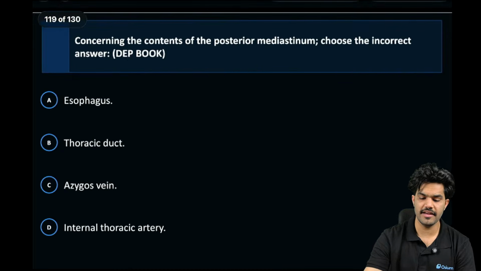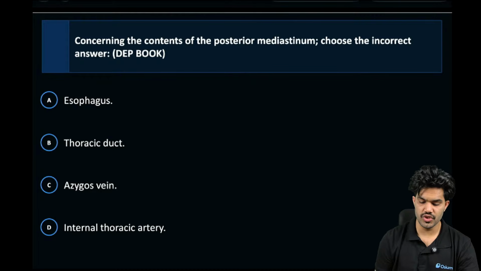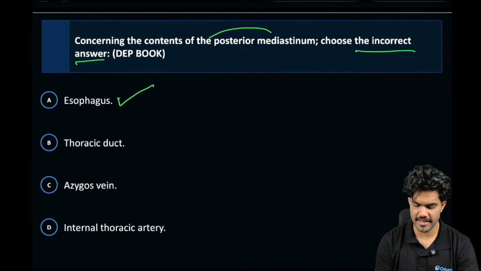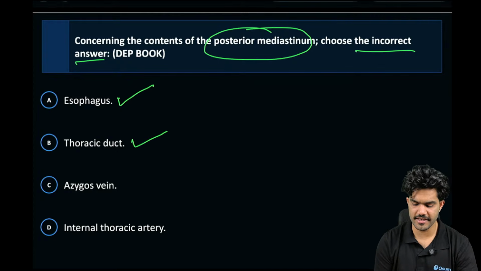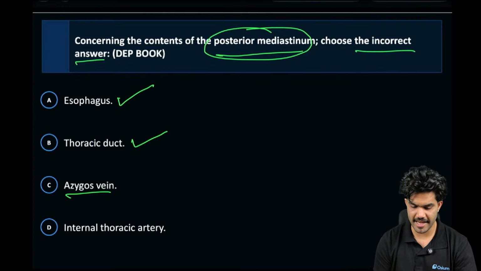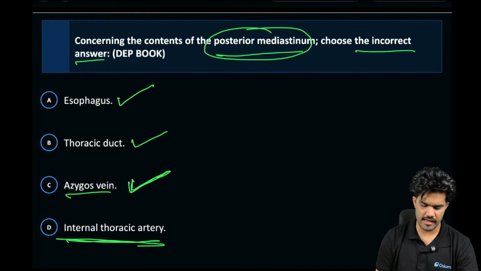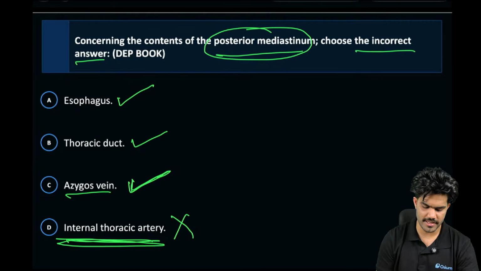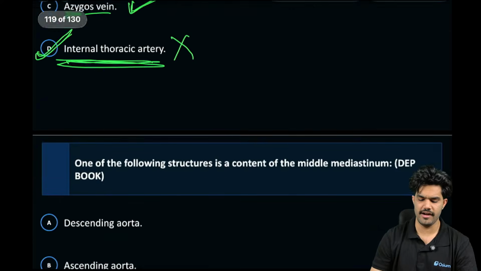Now, concerning the contents of the posterior mediastinum, choose the incorrect answer. Esophagus, yes, it is present in the posterior. Thoracic duct, it is present in the posterior. Azygous vein, yes, it is present in the posterior. Now, the only artery which is not present in the posterior mediastinum will be the internal thoracic artery.